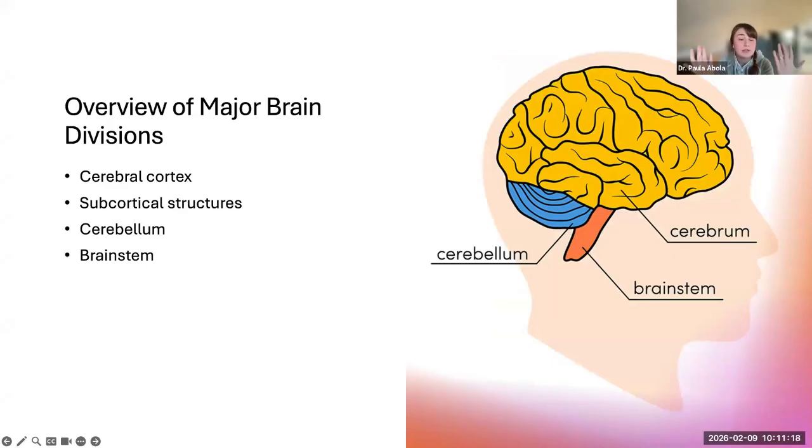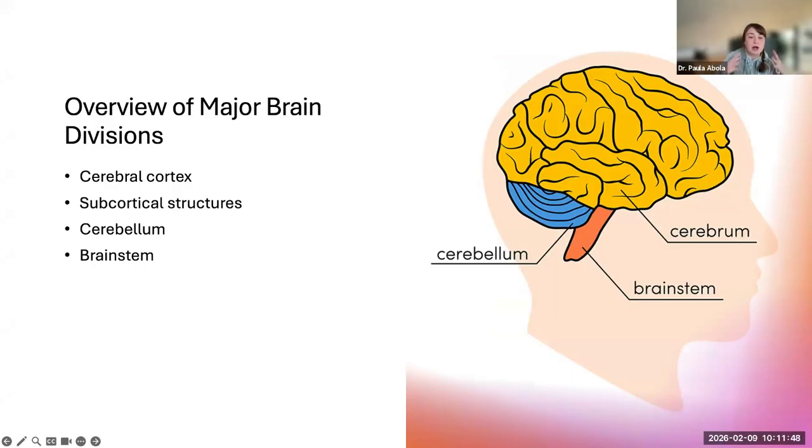So at the broadest level, the brain can be divided into four major systems. So the cerebral cortex, subcortical structures, the cerebellum, and the brainstem. So maybe some of these terms are familiar, maybe some are not. That is completely fine. So this is what we're going to discuss today. So each of these systems contributes in distinct ways to cognition, emotion, movement, and behavior.